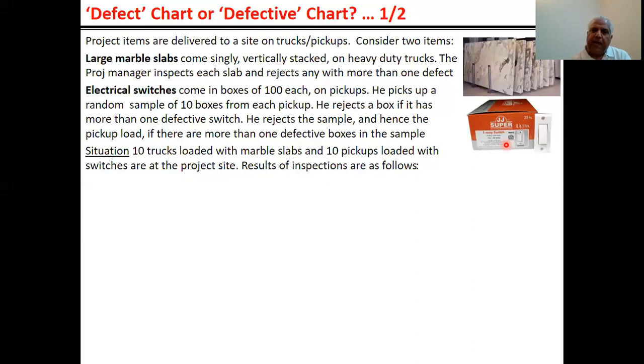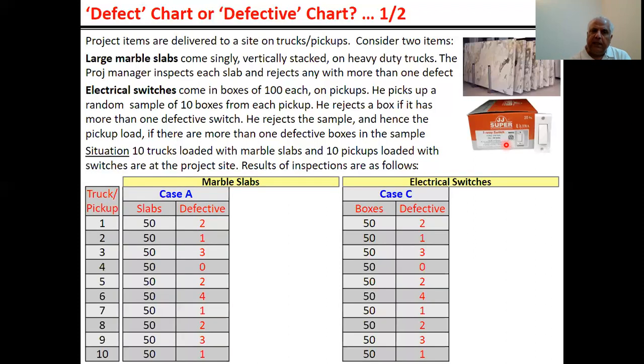When the project manager inspects, he gets this result. These are the number of truckloads, or pickup loads, 10 have arrived. And let's make an assumption that for the time being, the sample size is fixed in both cases. So there are 50 marble slabs on each truck, and there are 50 boxes of electrical switches in each pickup.